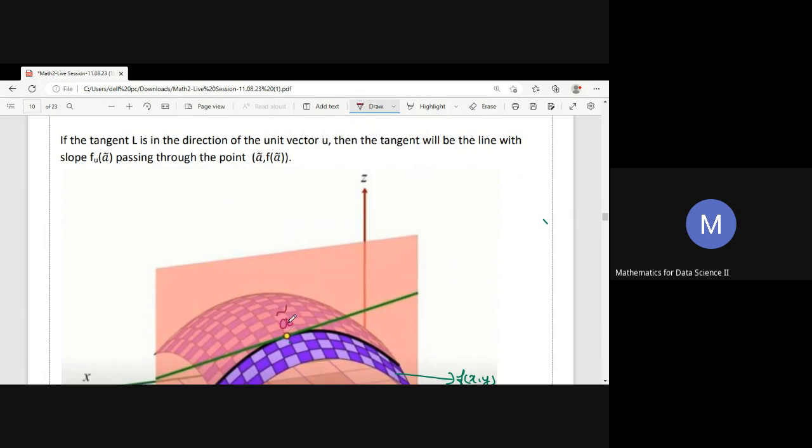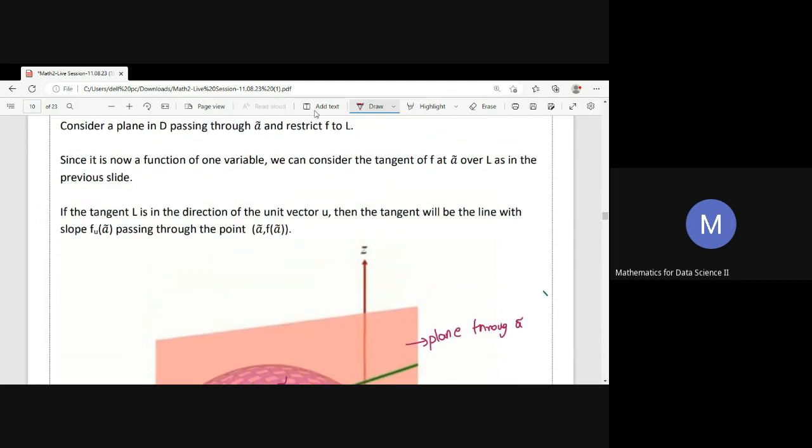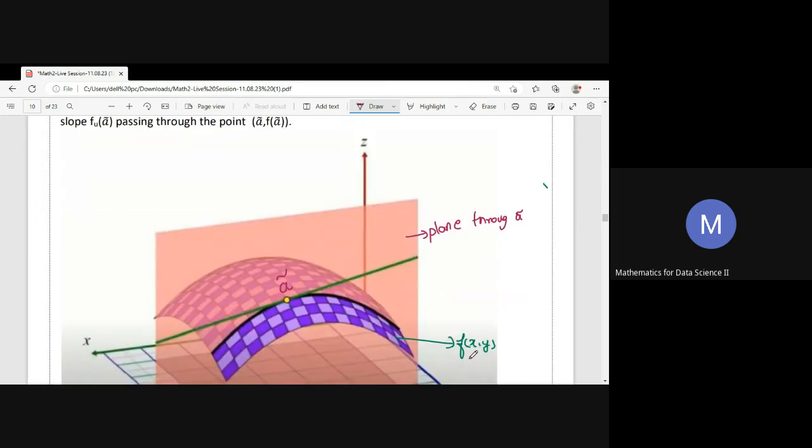This yellow point is your A tilde. And you are considering this is the plane through F A tilde. Okay, you are considering a plane passing through this A tilde. And what you are going to do, you are going to restrict this function. So this is your F, right? You are going to restrict this F on this plane. So if you are restricting this function on the plane, then what is that you are getting?